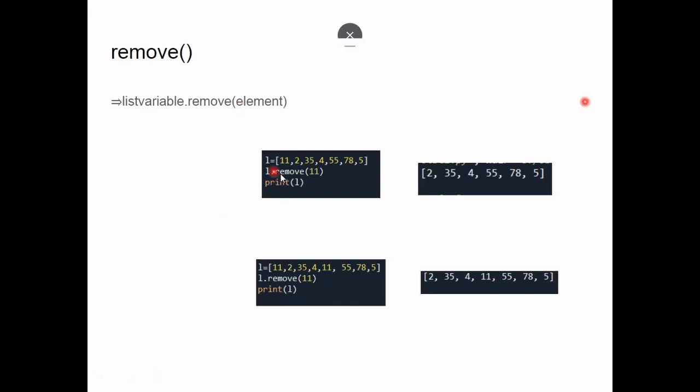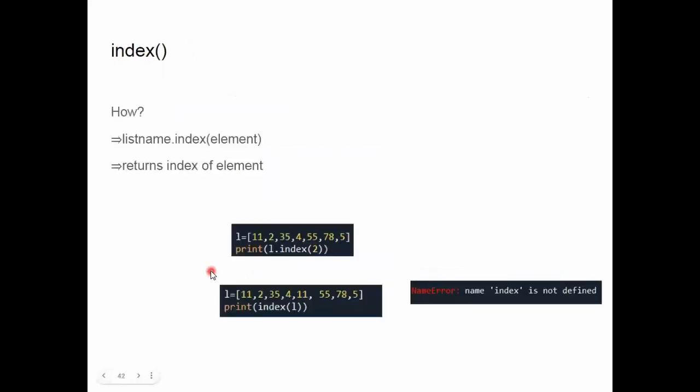So here, L dot remove 11. So 11 is going to be removed. Again, we are having this kind of list. If you want to remove 11, here the 11 is repeated twice, and if I am going to use L dot remove 11, the first occurrence of 11 will be removed from your list.